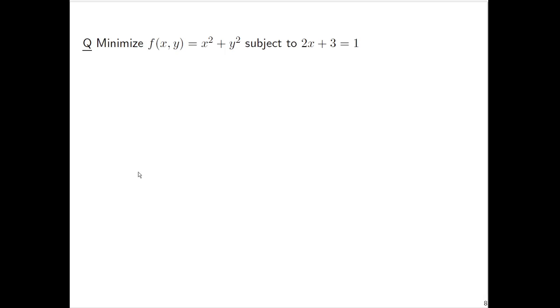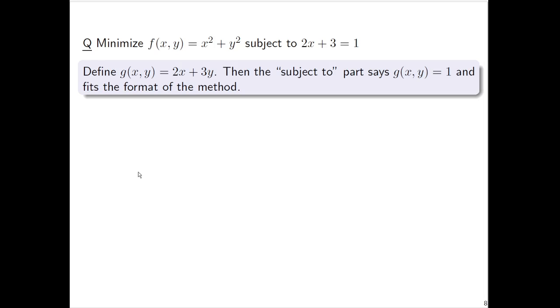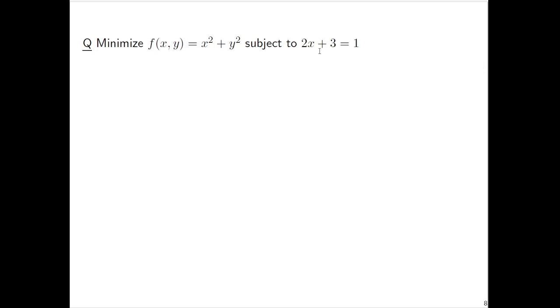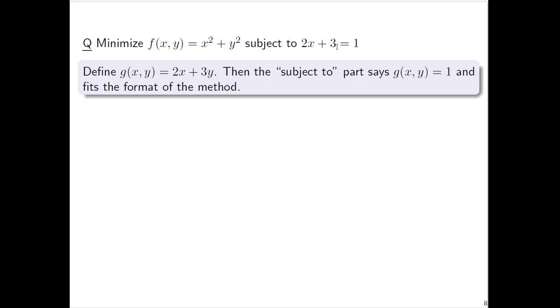Let's try an example. Let's minimize the function f of x comma y equals x squared plus y squared subject to the constraint 2x plus 3 equals 1. I'm sorry, this is a typo. This should be 2x plus 3y equals 1. I'll fix that when I upload the slides.